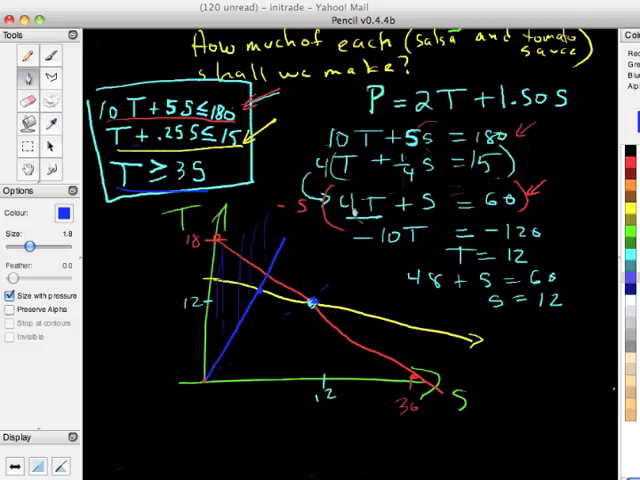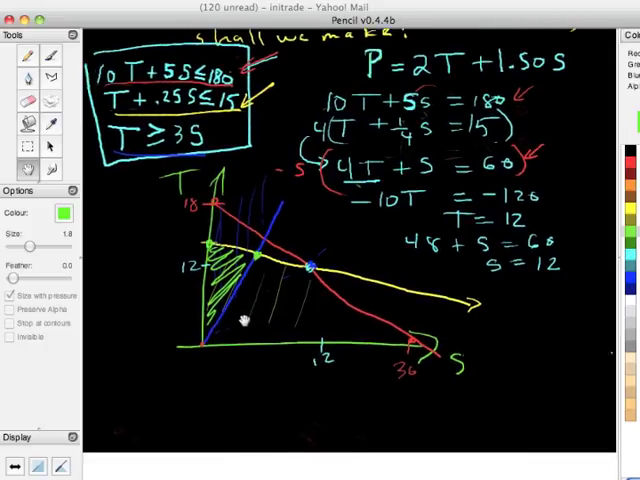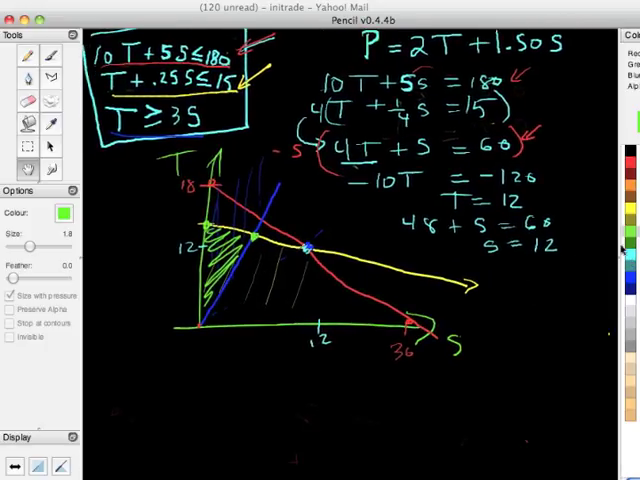We also know we're shading below this yellow line, and we're shading below this red line. So this red line doesn't even enter into our constraint. So we're right here. So what is this area, right? What is that point right there? That's where we intersect with the yellow line. So let's do that one real quick. Where does that intersect?